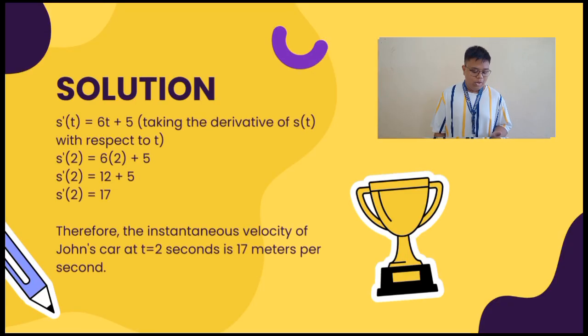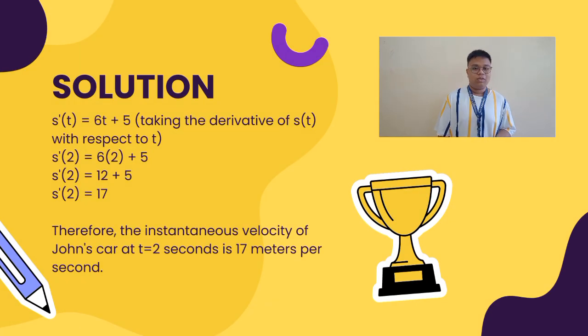To solve the problem, we have the given function s of t equals 3t squared plus 5t minus 4. We need to get the derivative of every term. That would give us s prime of t equals 6t plus 5. We know that t is equal to 2. Therefore, we can easily substitute it into our equation. That will give us s prime of 2 equals 6 times 2 plus 5. 6 times 2 is 12, and 12 plus 5 is 17. Therefore, the instantaneous velocity of John's car at t equals 2 seconds is 17 meters per second.